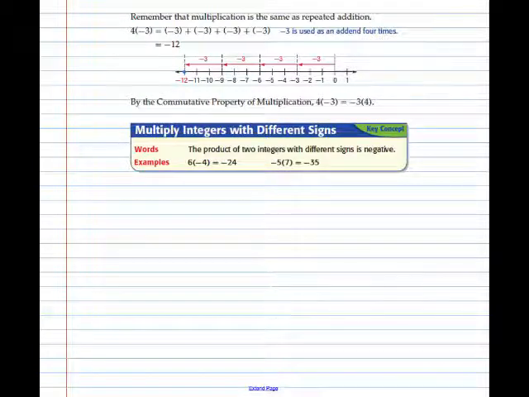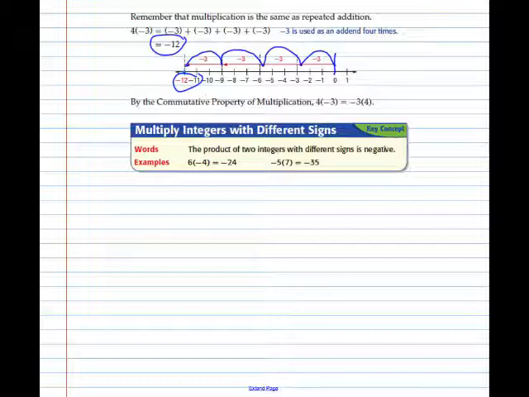Remember that multiplication is the same as repeated addition. So 4 times negative 3 is the same as negative 3 plus negative 3 plus negative 3 plus negative 3, or negative 12. And you can see that on the number line as well. If you start at 0, and you continue to add negative 3s, there's 1, 2, 3, 4, you end up at negative 12.